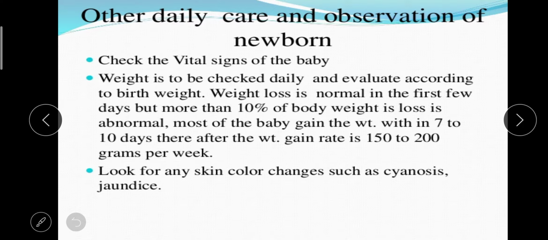And look for any skin color changes such as cyanosis and jaundice. Do you know the meaning of cyanosis? That is bluish discoloration of the skin because of lack of oxygen in the blood. Jaundice is yellowish discoloration because of increased bilirubin level in the blood. So that also you have to observe.